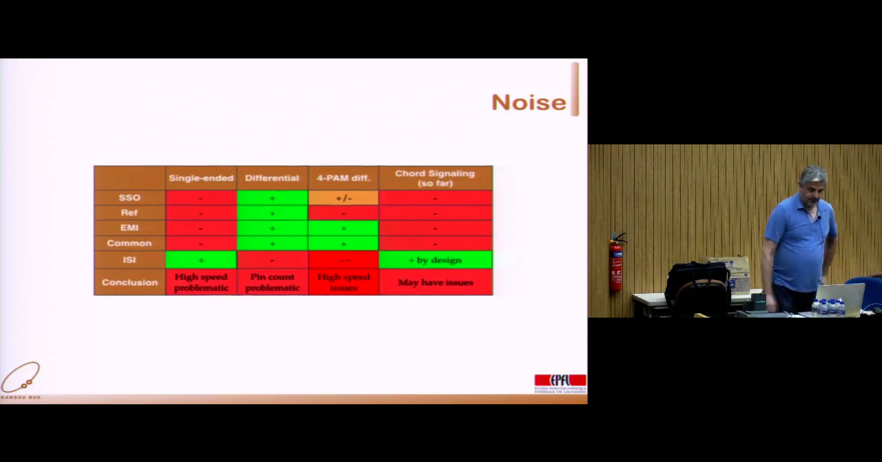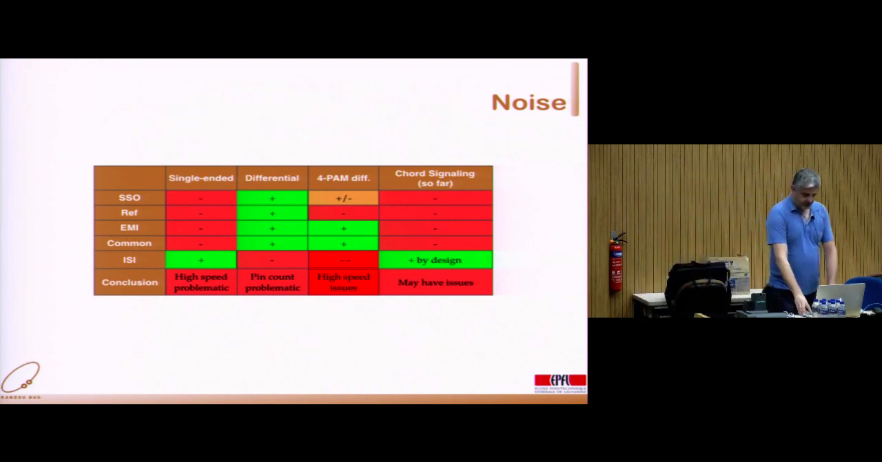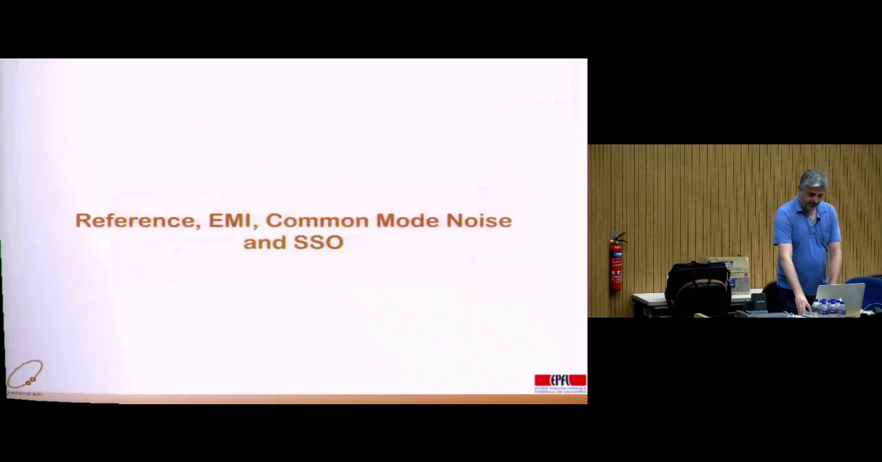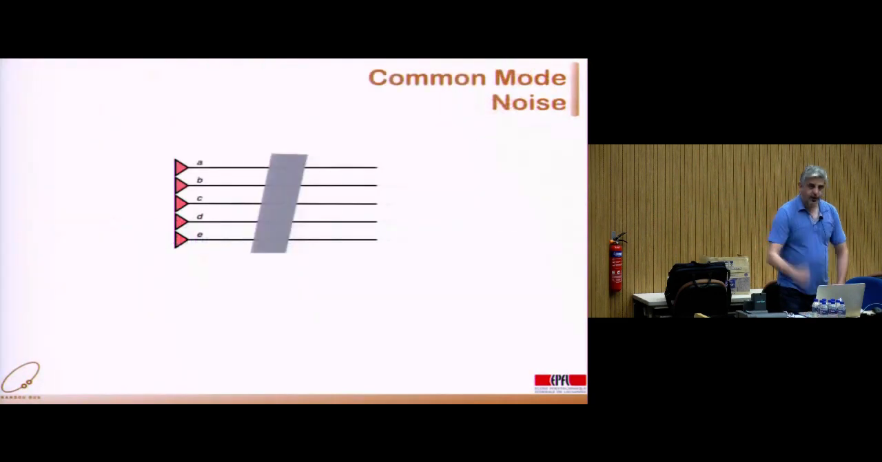So if you design your code in such a way that the ISI-Ratio is small for all the comparators, you're good to go, at least in terms of ISI. What about the other noise types? There is one elegant construction that takes care of all of them.